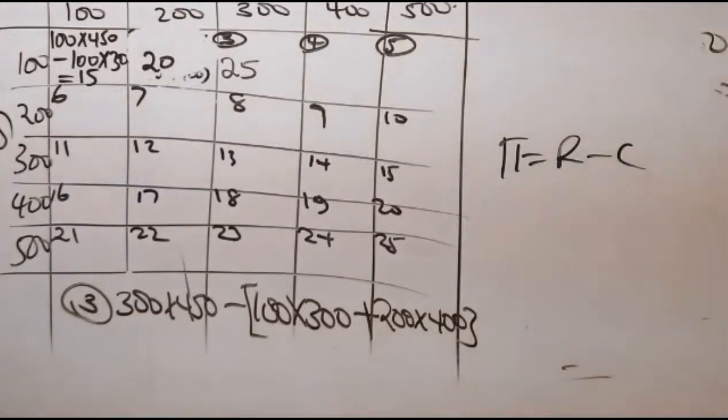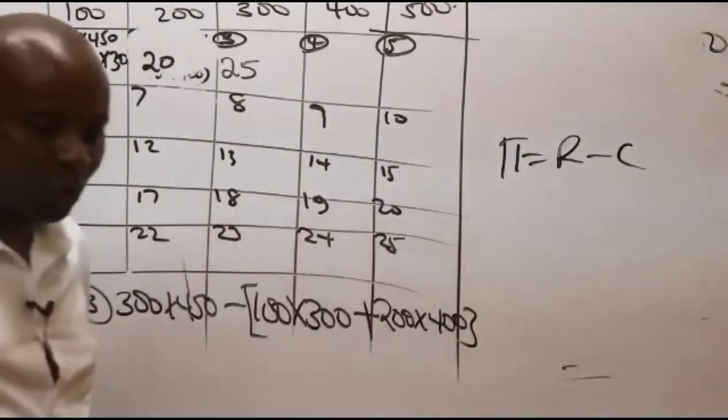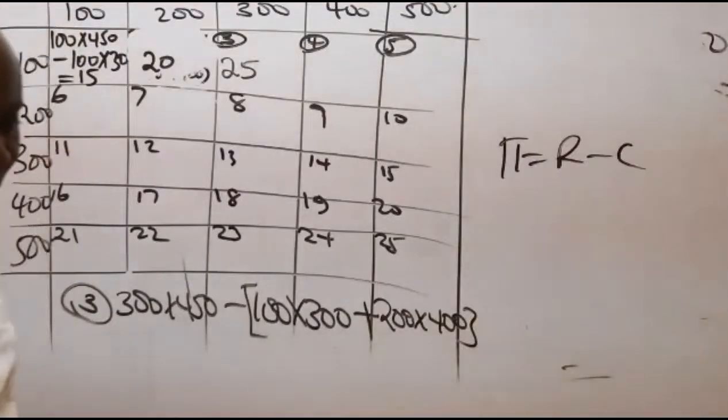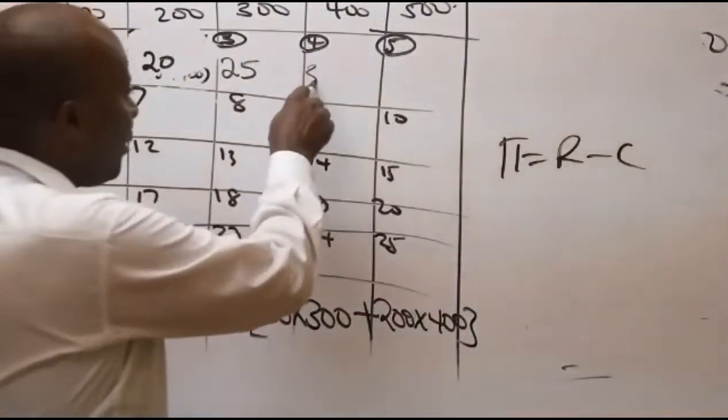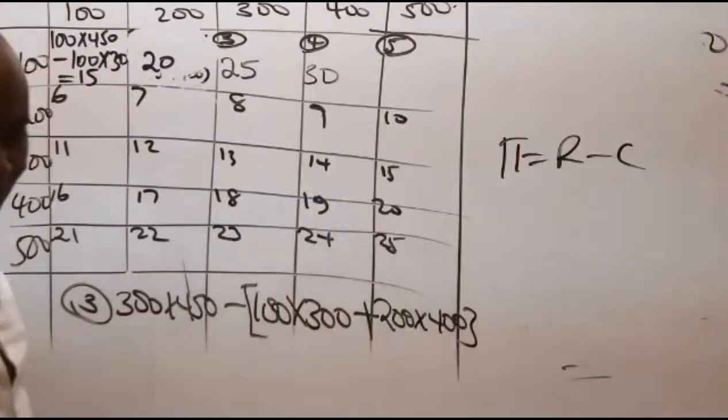So number 4, what do we have there? Somebody, number 4, please talk to me. Kigunda tells me 30.